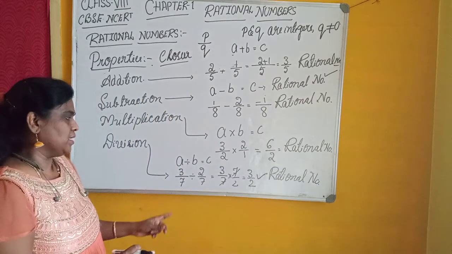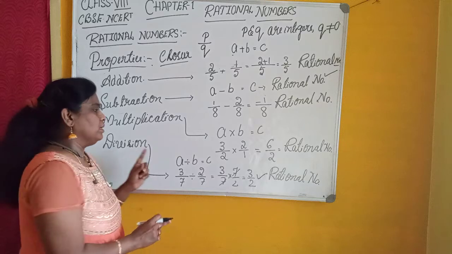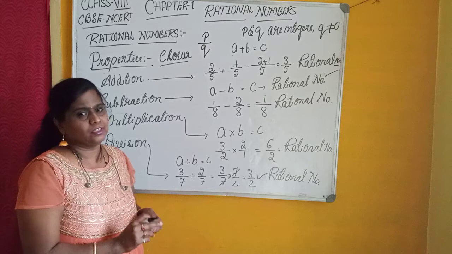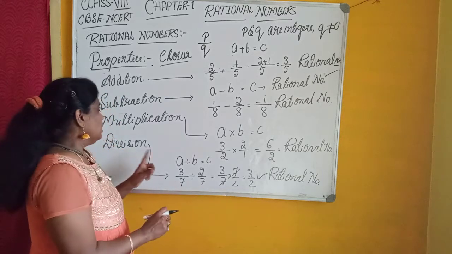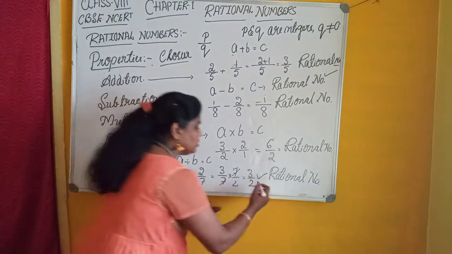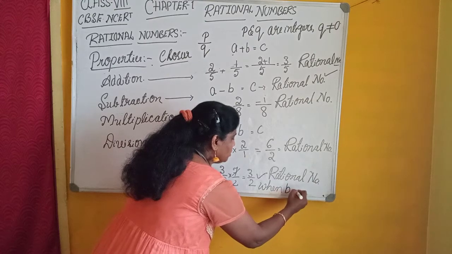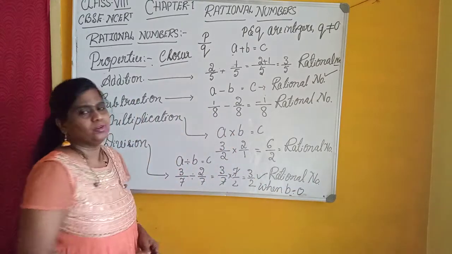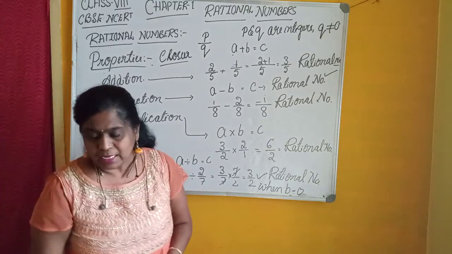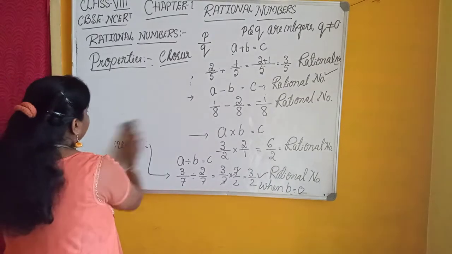But in some cases, when b is equal to 0, the division of the rational numbers is not closed under division. It does not hold good for the division of the rational numbers when b is equal to 0. Understood? Now, let us move on to our next property, that is commutative property.